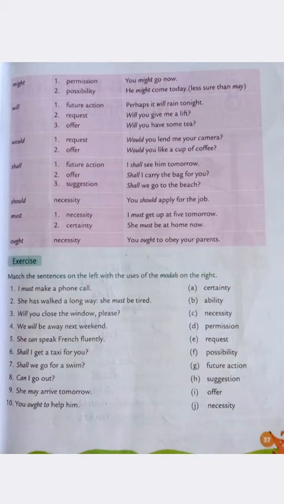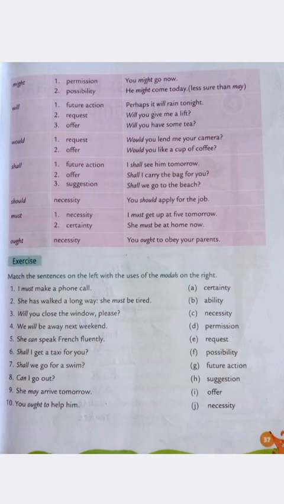Second one, she has walked a long way. She must be tired. Here the answer is option A, certainty. Third, will you close the window please? Option E, request. We will be away next weekend. Option G, future action. Have you all understood?